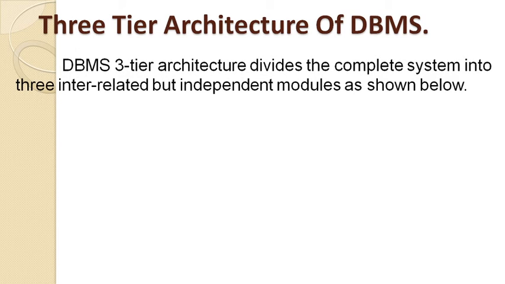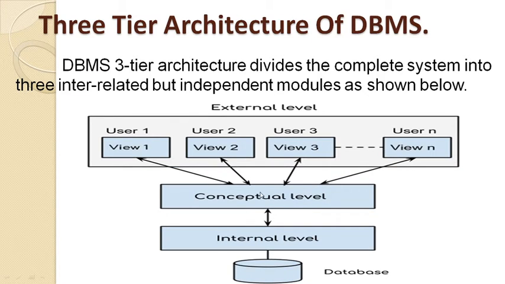The DBMS three-tier architecture divides the complete database system into three interrelated but independent modules. As shown below, it is a database. The DBMS three-tier architecture looks like this. It has the internal level, conceptual level, and view level or the external level. The external level or the view level is the topmost level in this architecture. First we will see the external level.